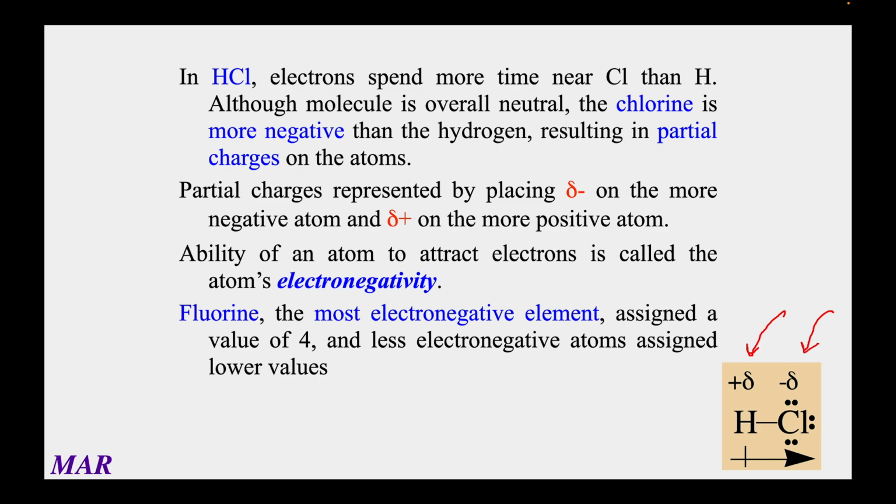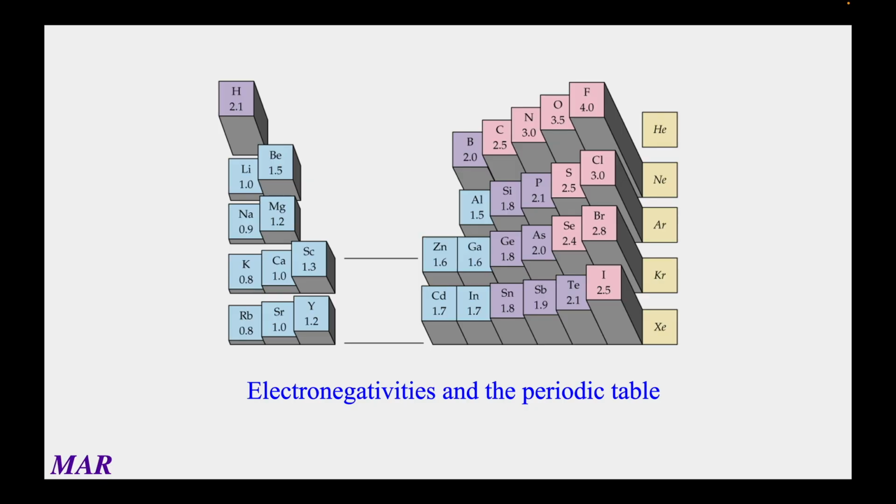It has a value of 4, which is the highest electronegativity value. So fluorine will always be that delta negative, like chlorine is down there, with any other atom, unless it's fluorine itself. So fluorine loves electrons, and most of the other elements don't like electrons as much as fluorine does. Here are some values for electronegativity, and you can see at the top right-hand corner, fluorine is 4. It's the biggest one, and that just shows that it's more into electrons than anything else.